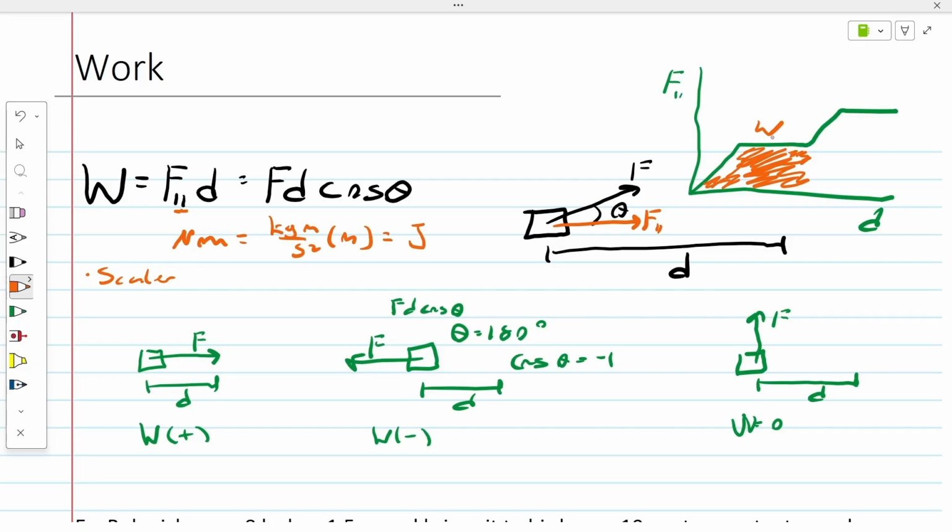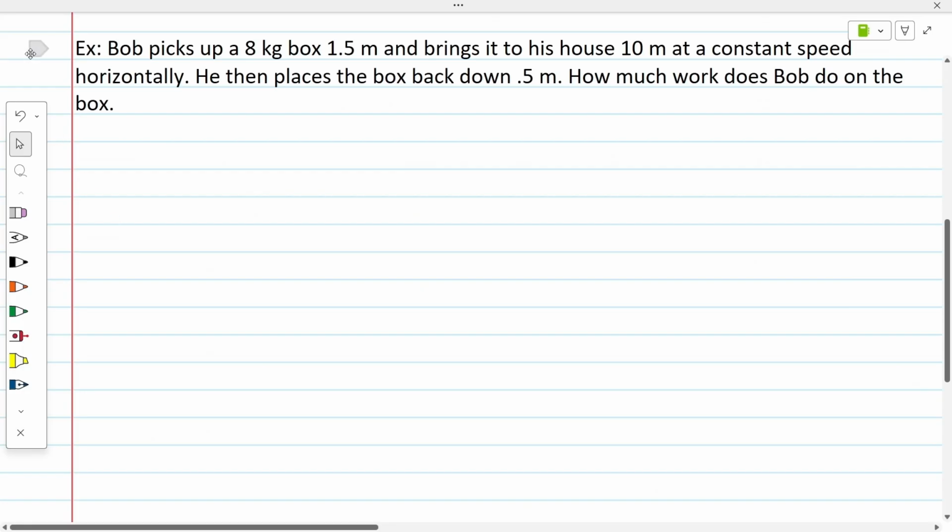Alright, so let's do a couple examples relating to work here. So we have Bob picks up an 8 kilogram box, a distance of 1.5 meters, and brings it to his house that's 5 meters at a constant speed horizontally. He then places the box back down 0.5 meters. How much work does Bob do on the box over this entire situation?